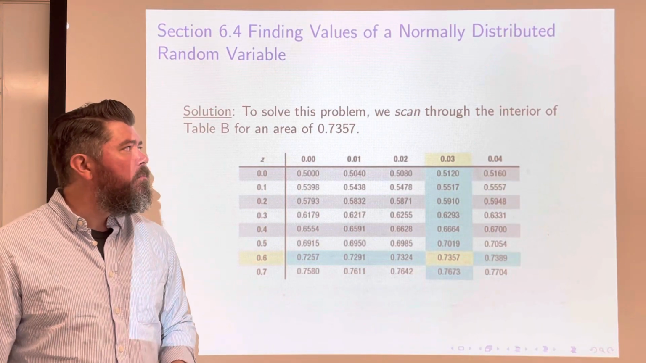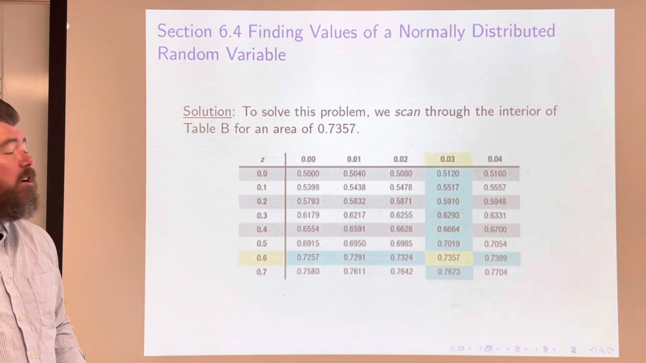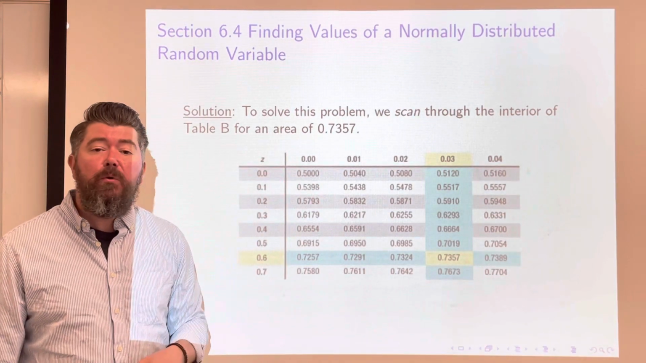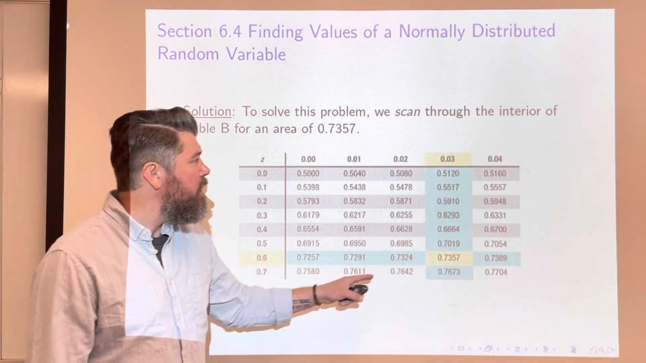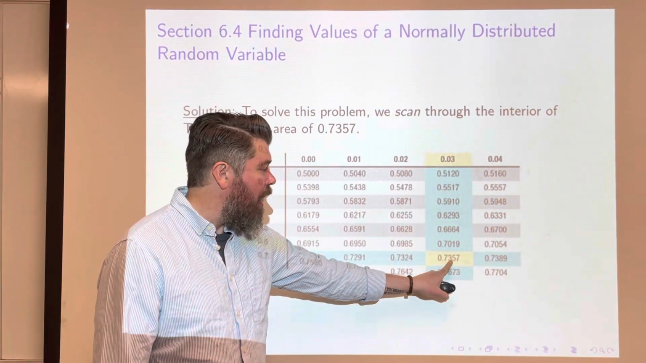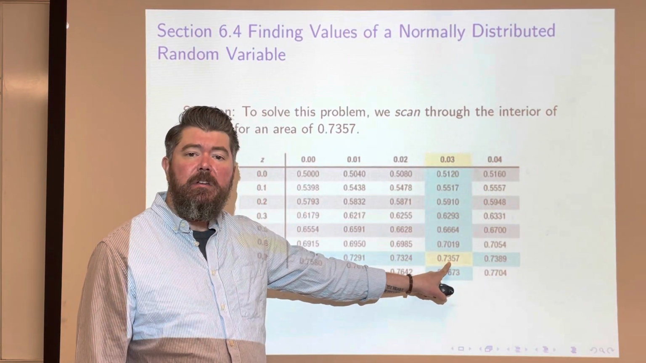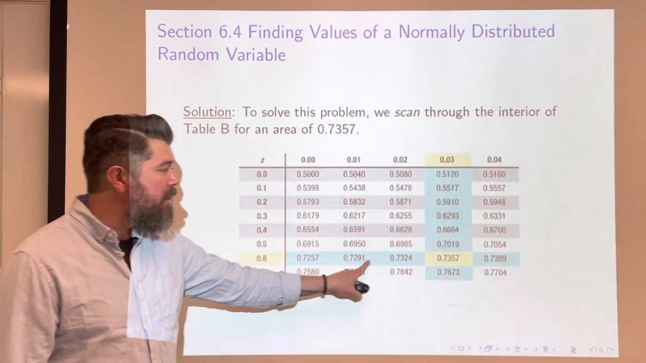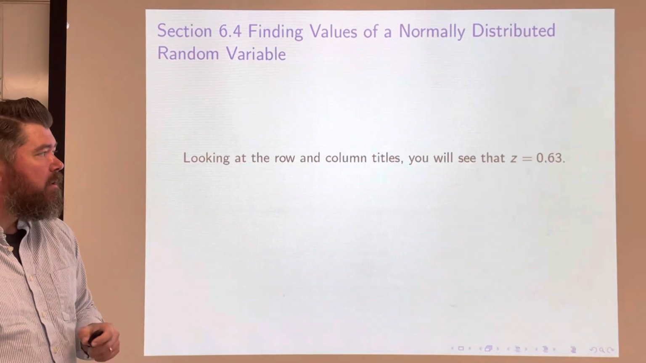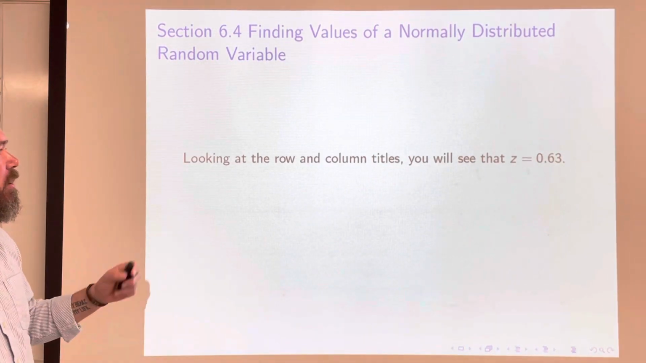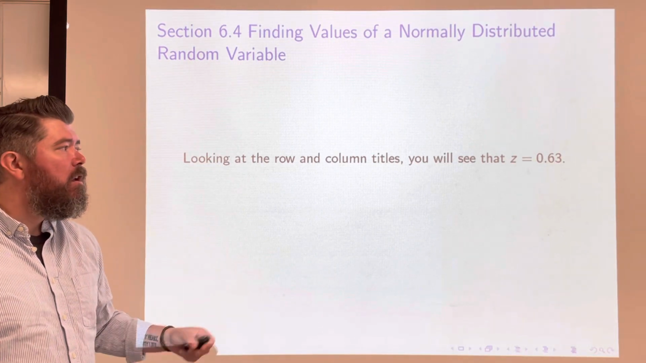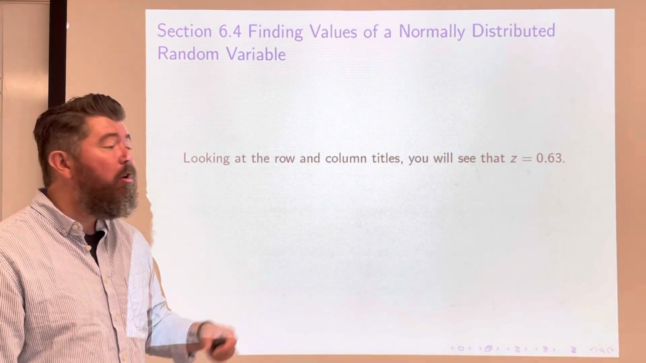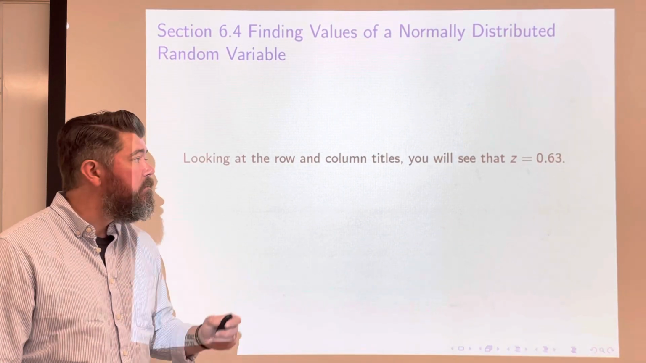To solve this problem, we can scan through the interior of table B, because our z is positive, for an area of 0.7357. So notice that when I look at table B, I find 0.7357 right here. And if I follow it back to a z value, 0.63, I get my answer. So looking at the row and column titles, you will see that z equals 0.63. Now again, pause the video and make sure that you can do this on your own.